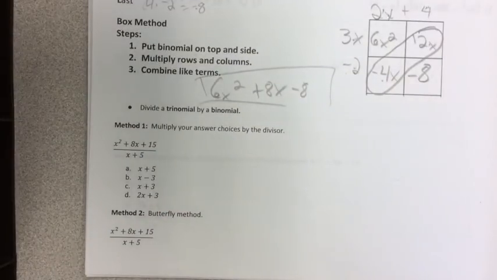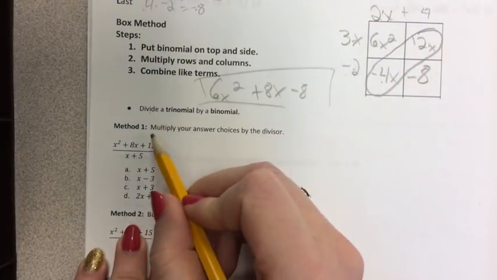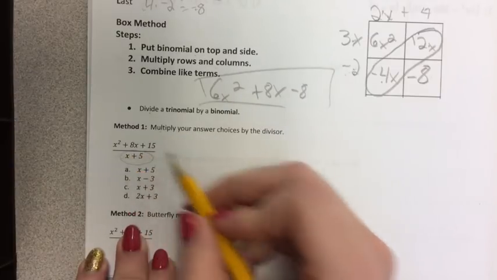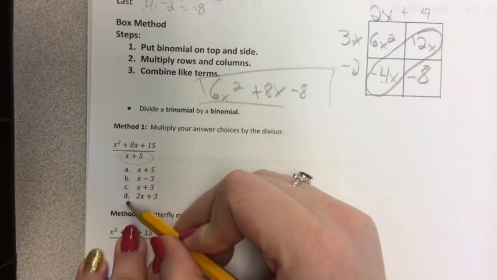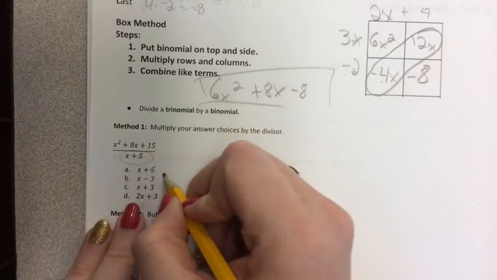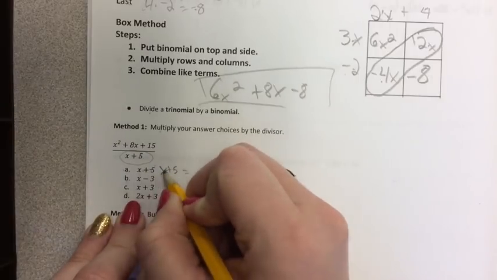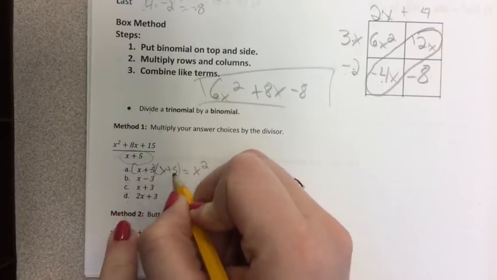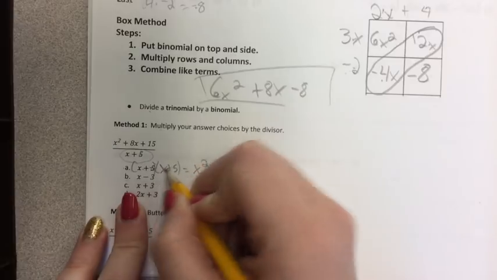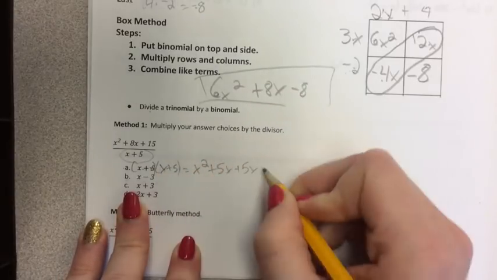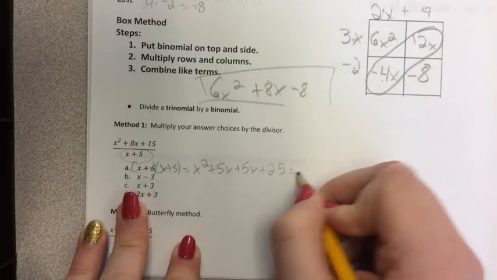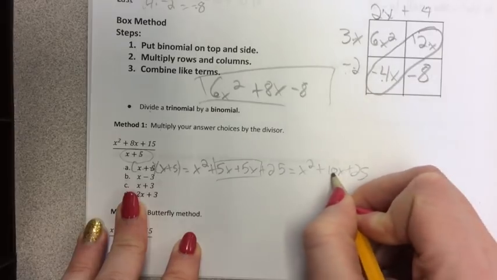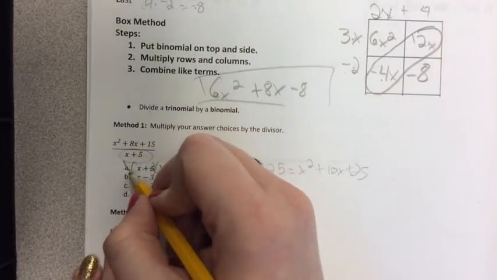So now our last thing that we need to talk about is dividing. So step 1 is to multiply your answer choices by the divisor, which is the denominator. This only works when it's multiple choice. So if I multiply this times this, x times x gives me x squared. And then x times 5 gives me 5x. 5 times x gives me 5x. 5 times 5 gives me 25. And then this simplifies to x squared plus 10x plus 25. This does not match this, so that is not my answer choice.